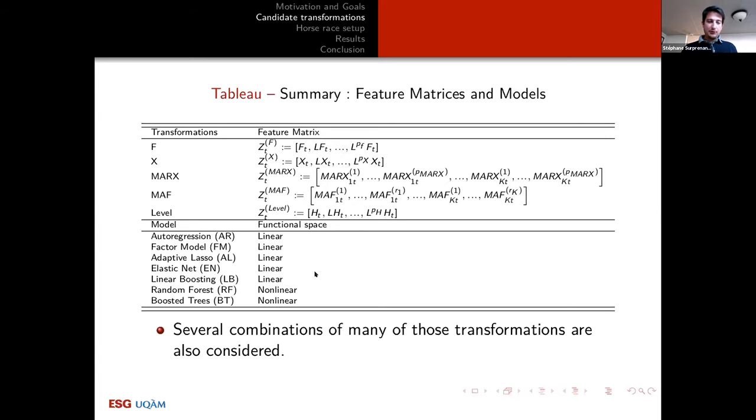the main transformation here. The models we're using, we're trying to cover some of the typical types of models you're going to see in the literature. So you've got the autoregression and the factor model. The factor model would be the diffusion index type model of Stock and Watson. We're using this as a reference, as a benchmark, to have an idea of how the other ones are performing. We also have an adaptive lasso, elastic net, linear boosting, random forest, and boosted trees.